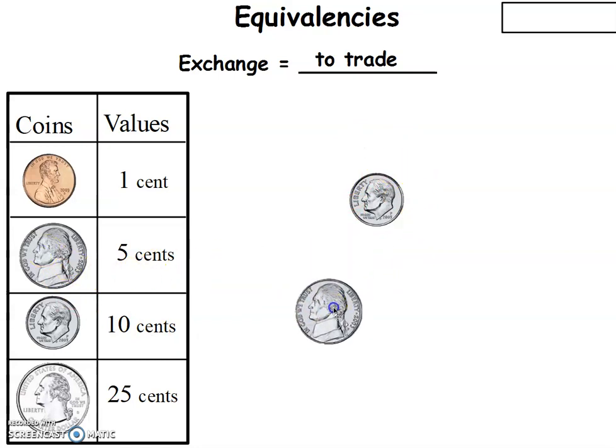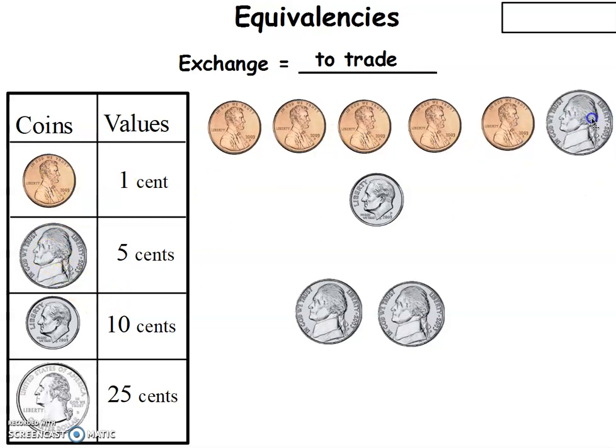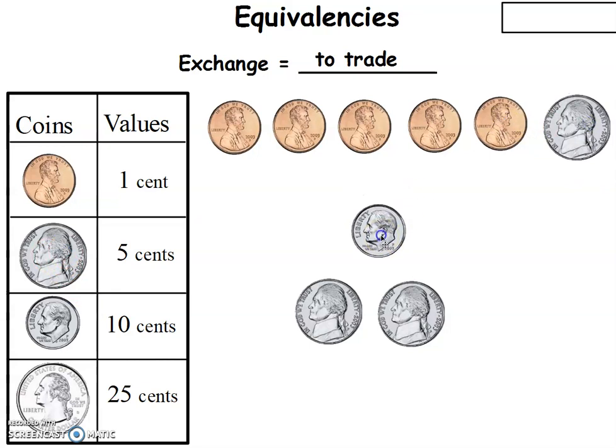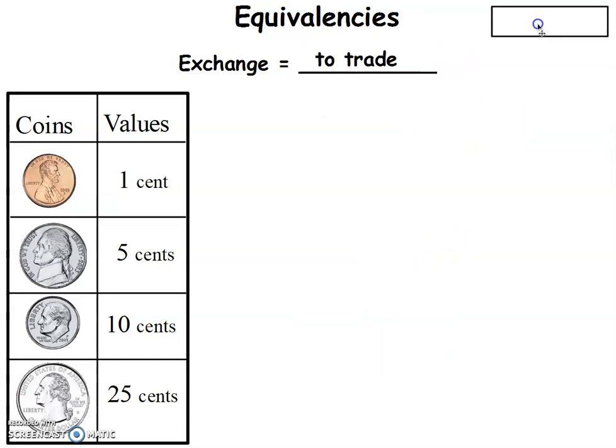Well, I could pull two nickels, right? Two nickels, 5, 10. That would also be equivalent to my dime, 10 cents, 10 cents. I could also pull 1, 2, 3, 4, 5 pennies and a nickel. Oh, squeeze it in there. That would also be equivalent to my 10 cents, okay? So all of these together, 10 cents. This dime, 10 cents. These two nickels, 10 cents, okay?